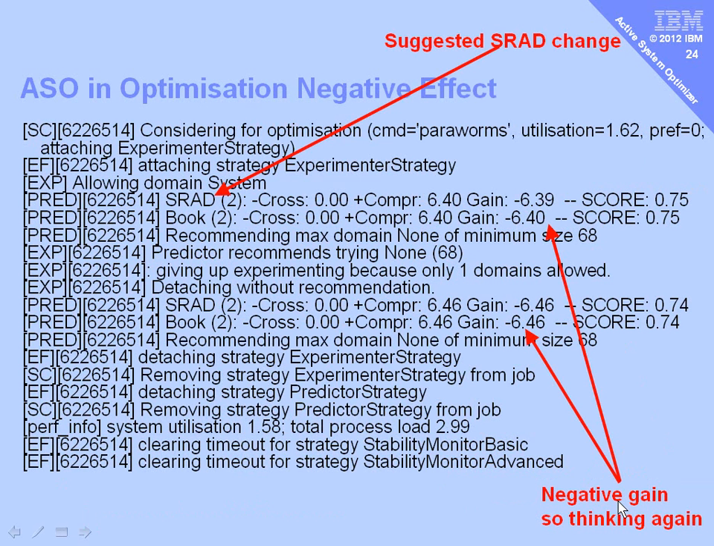So later on I try running the paraworms with lots more threads, and we see in the logs here it's giving it a further go. It's suggesting using the system resource affinity domains and trying to control the program that way. It then monitors for a bit and it finds that the gain is a negative number, so it actually went slightly slower by doing that, and so it backs out, switches off the monitors again and rethinks it.